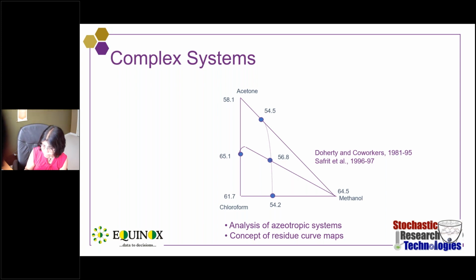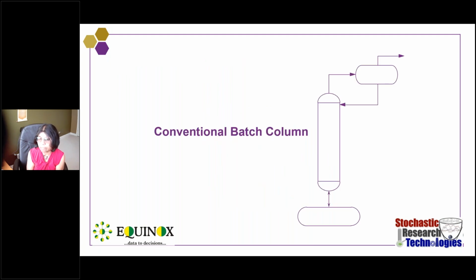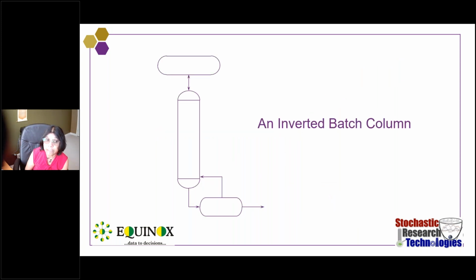Okay, so these are complex systems. These are azeotropic systems. The other thing is complex columns. Complex columns can be, I talked about the stripper, that is the inverted column. Most of the work was done in the late 90s. It still continues, but it's not original work in that area. Middle vessel column from 1982 onwards, and multi-vessel column. Okay, so what is a conventional column? A conventional column has a reboiler at the bottom, and you take out the product at the top. In an inverted column, you have the reboiler, giving feed at the top and taking out the product at the bottom.